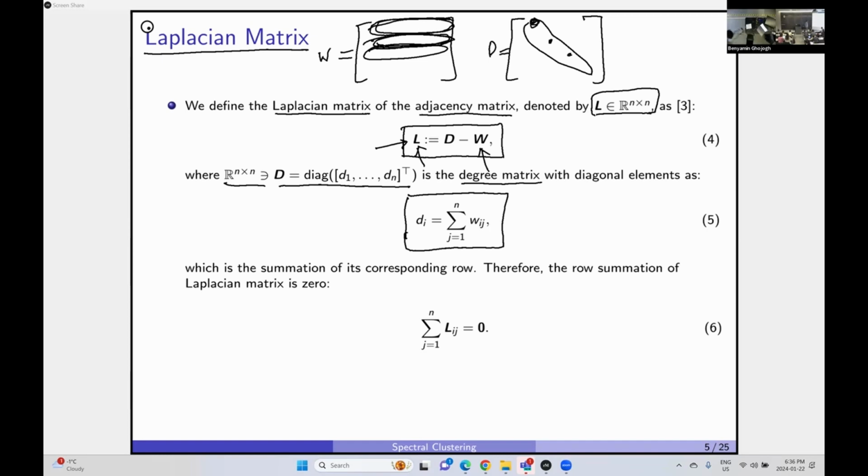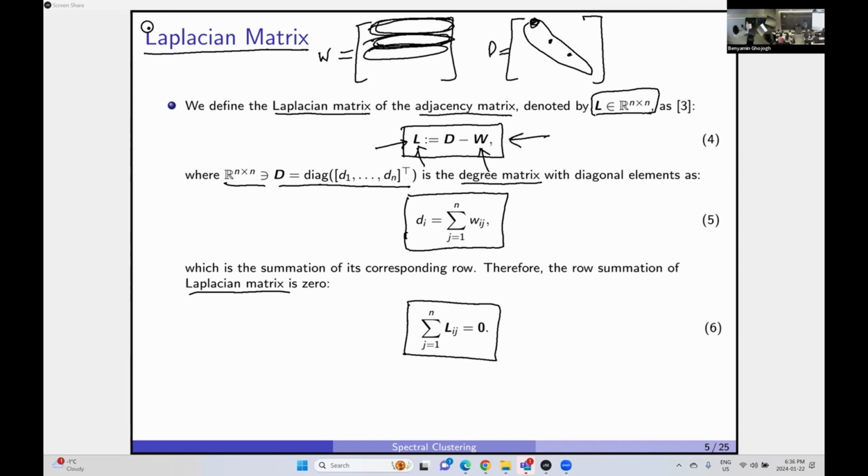Yes. So we will have just the value of the sums. Yes, rows. Yes, exactly. D is a diagonal matrix whose values are the sums of the rows of W. Now, the degree matrix minus W is called the Laplacian matrix. The row summation of the Laplacian matrix is 0 because I'm saying that L is D minus W. The row summation of the Laplacian matrix will be 0.